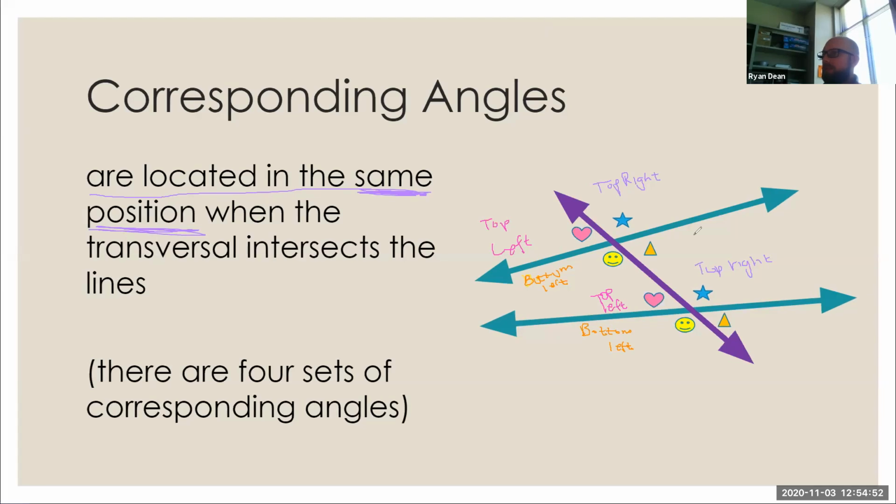Okay, so anytime that you're doing these pairs, the first thing that you need to do is identify where the angle is that they're asking you about. Right? Is it in the top left? Is it in the bottom left? Is it top right or is it bottom right? Because once you do this, it helps because you understand your definitions. So corresponding angles, we're looking for the same position. That's why I underlined this. The same position out of the top left, top right, bottom left, bottom right.